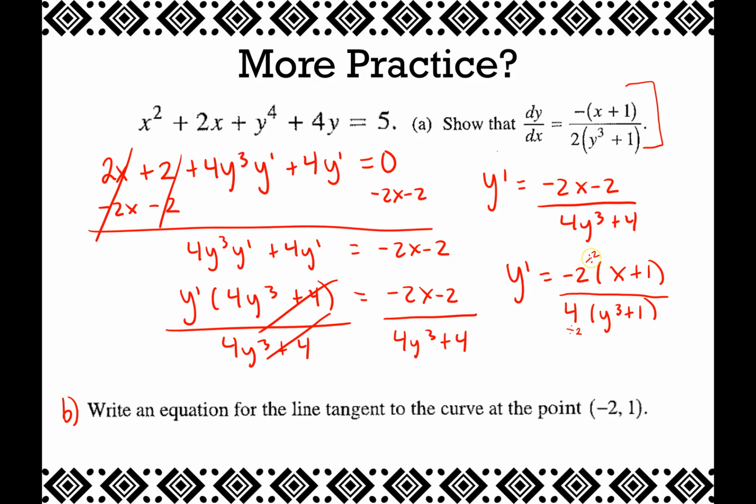So what is negative 2 divided by 2? Well, that becomes a negative 1. And what's 4 divided by 2? That becomes a 2. And now we do have an exact match. Awesome. Let's go ahead and now let's talk about B.